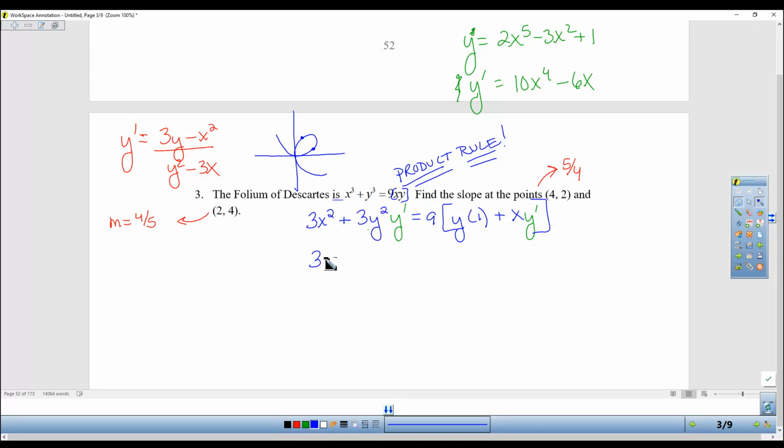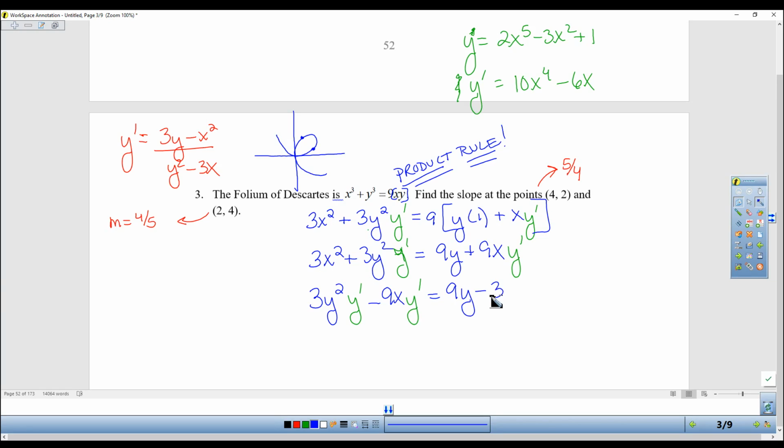That gives me 3x squared plus 3y squared y prime is equal to 9y plus 9xy prime. So just like in anything, you're going to get all the things with y primes on the same side. 3y squared y prime minus 9x y prime is equal to 9y minus 3x squared.